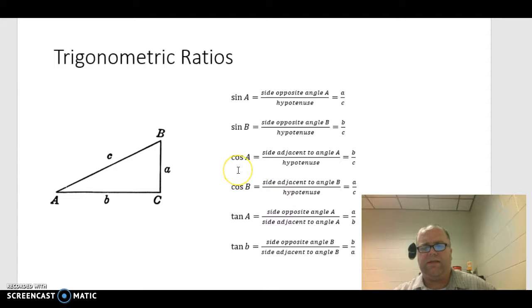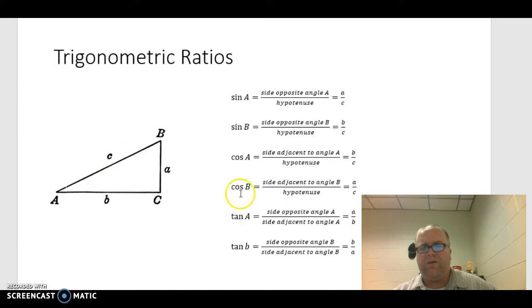And the cosine is going to be adjacent side over the hypotenuse. So if we're talking about A, the adjacent side is the leg that is touching that angle. So the adjacent side would be the lowercase b. The hypotenuse is always going to be that lowercase c. So the cosine of A would be little b over little c. The cosine of B is going to be the adjacent, which is little a, over the hypotenuse, which is little c.